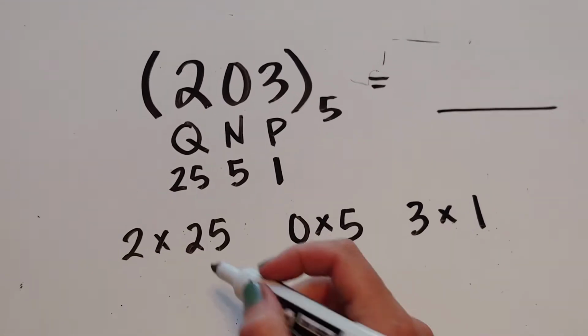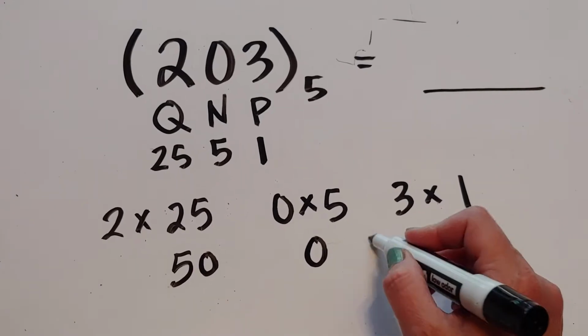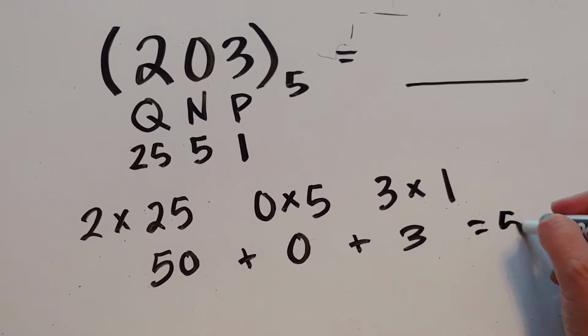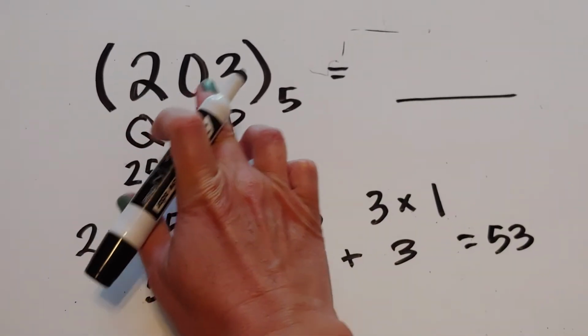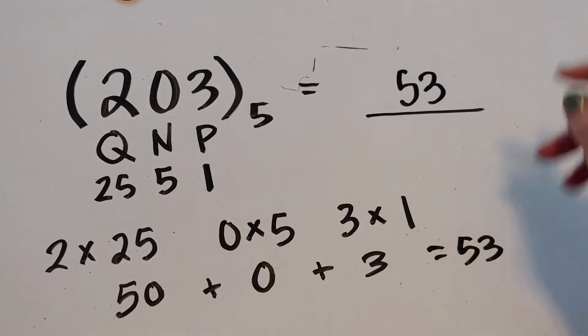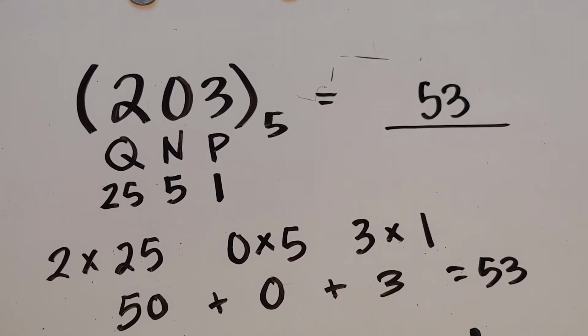Okay, so I would have 50 cents plus 0 plus 3. So if I take 50 plus 0 plus 3, this is the same thing as 53. So 203 base 5 is the same thing as our number 53. Okay, we're going to do this a couple more times.